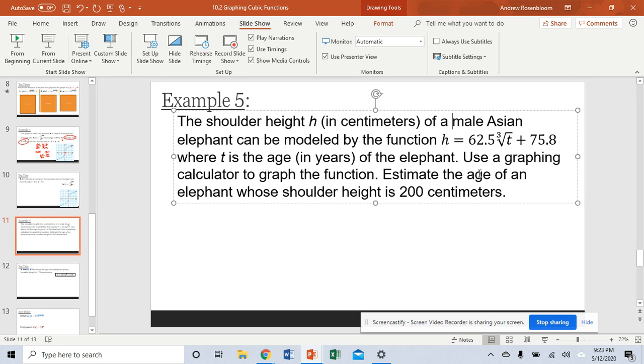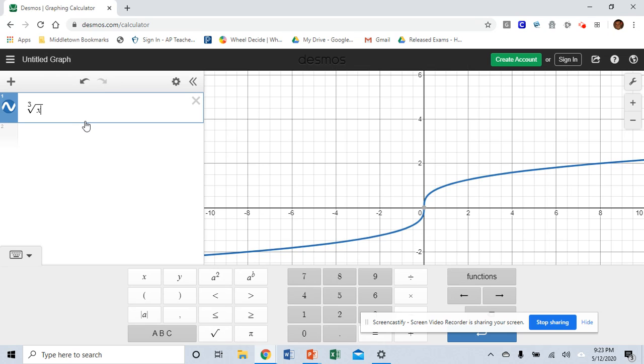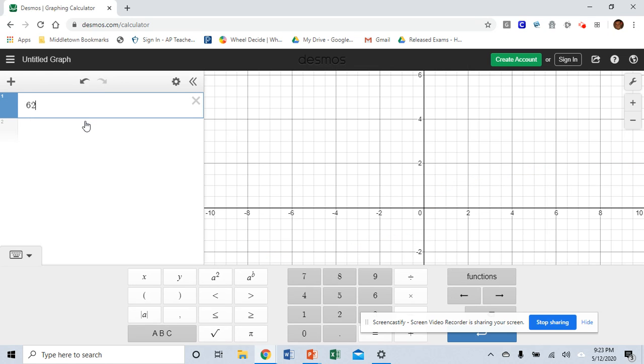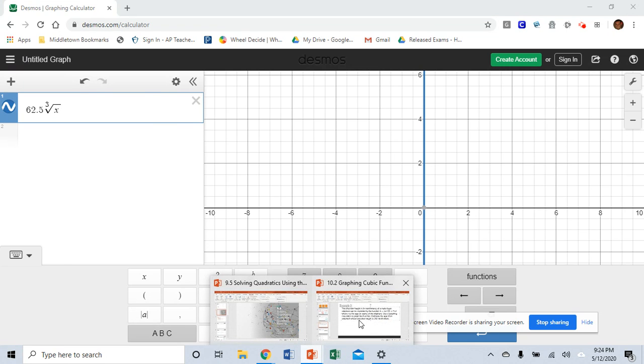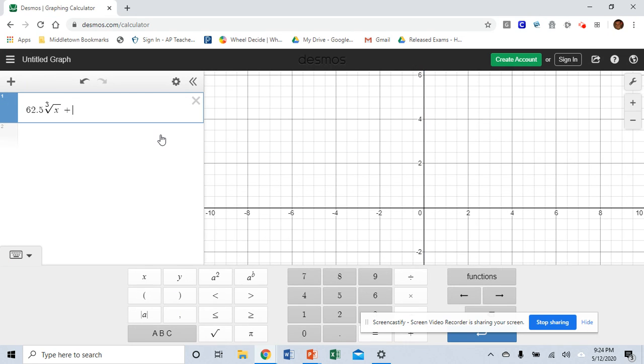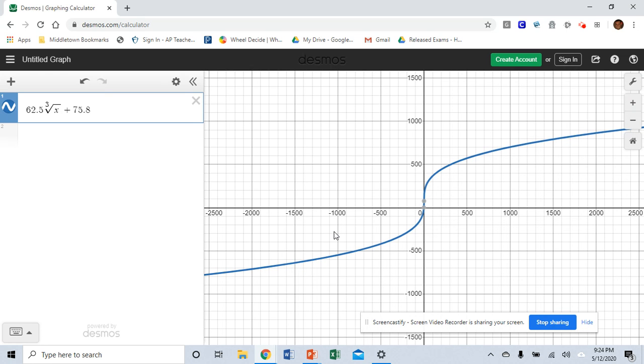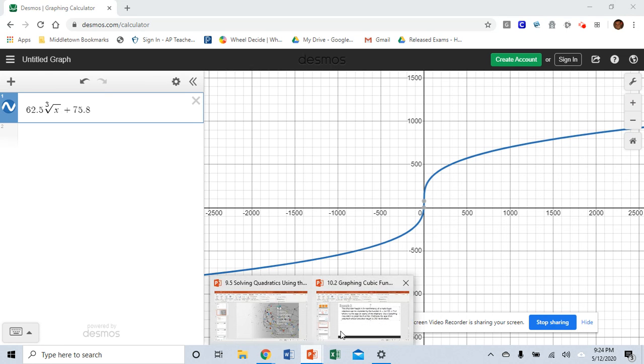We've got 62.5 cube root of x plus 75.8. So we've got 62.5, and then I have to put my cube root in. The cube root of x. And then the rest was plus 75.8. Now, if we zoom out, we're going to have to zoom out a lot. There's my cube root function. You can see it looks like all the ones that we've seen in the past.